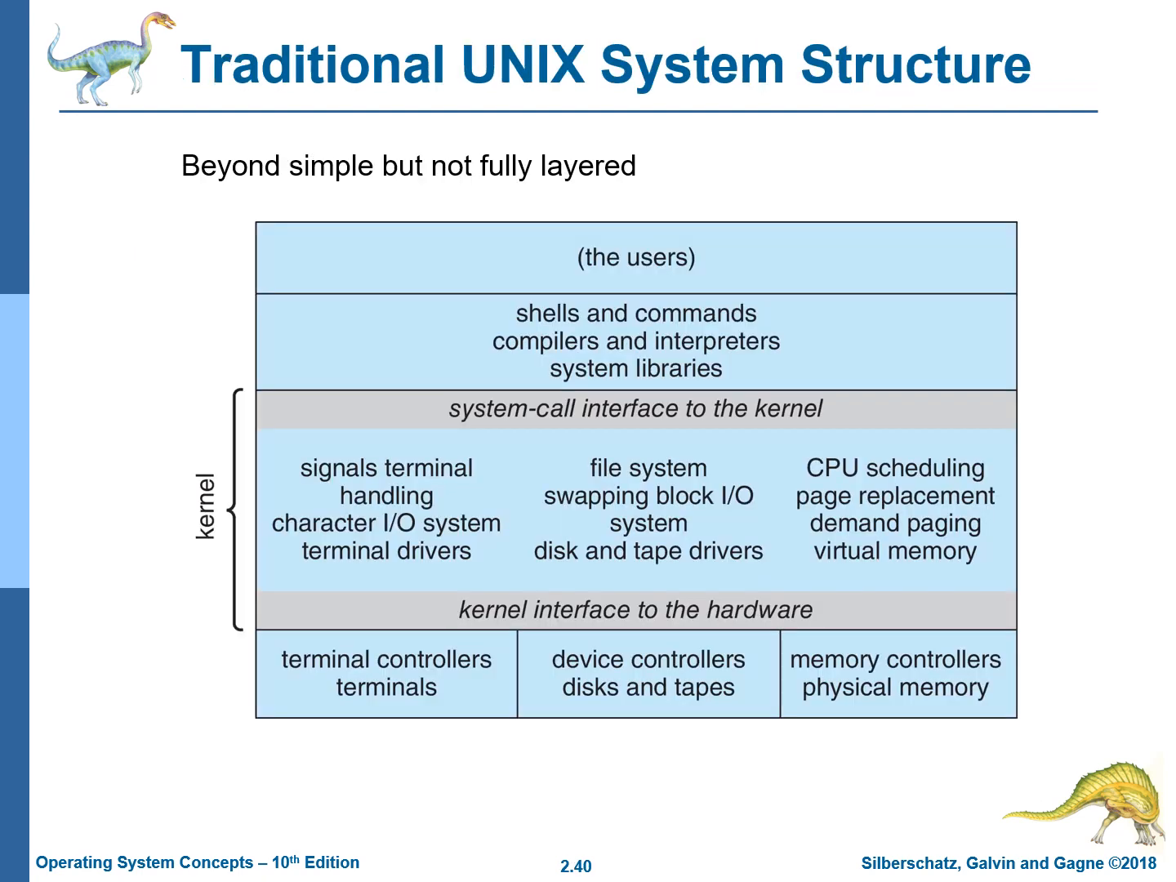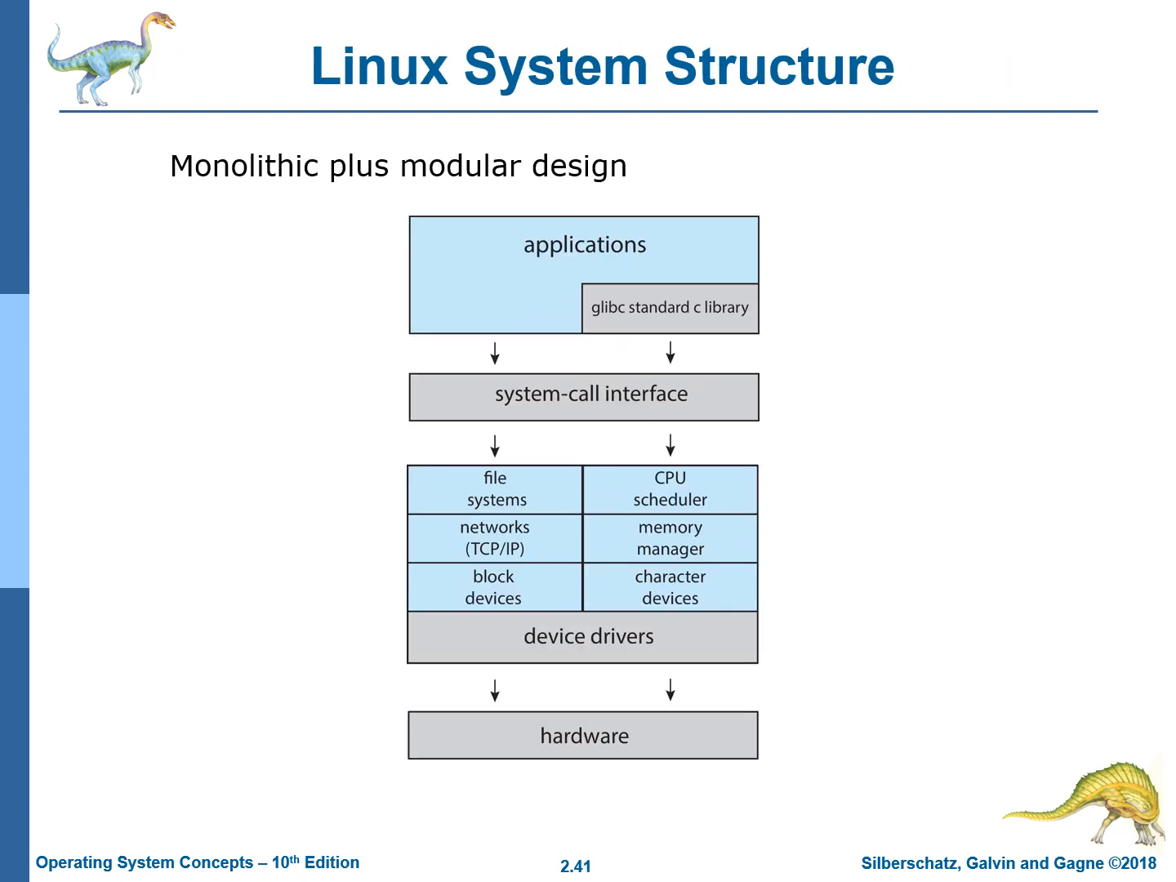So this is the traditional Unix system structure. It is beyond simple but not fully layered. The original Unix operating system used a simple layered approach, but almost all the operating system was in one big layer, not really breaking the operating system down into layered subsystems. Next, Linux system structure. Here we can see the monolithic plus modular design.